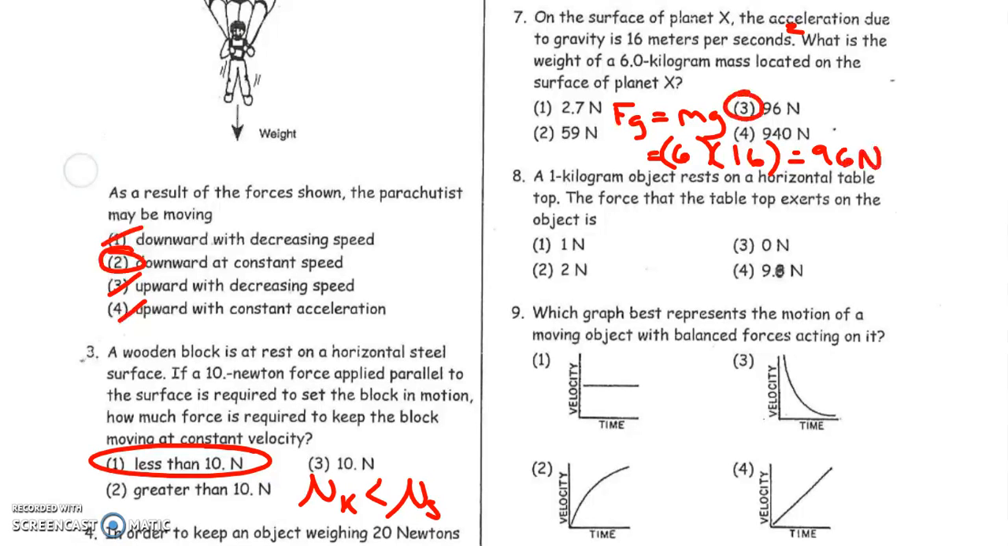A 1 kilogram object is at rest on a horizontal tabletop. The force the tabletop exerts on the object is... So what it's basically asking for is the normal force. And so we know that the normal force on this is equal to the force of gravity, and that is 1 kilogram times 9.81 newtons per kilogram. So we get 9.8 newtons.